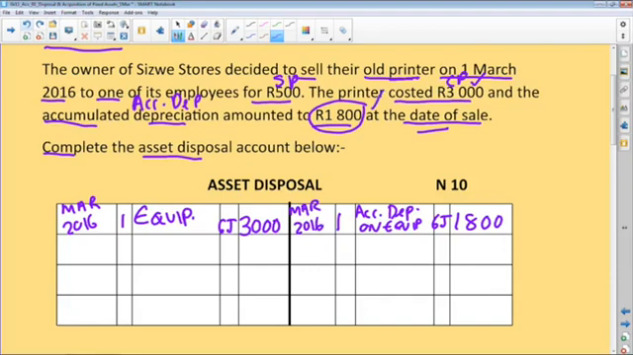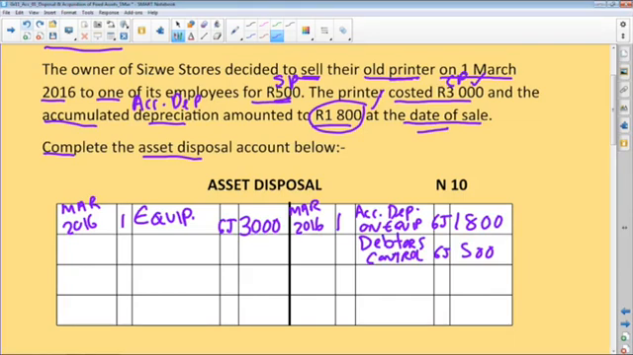I've completed step 2. Step 3, I need to record the selling price. The asset was sold to one of the employees, but they simply said that it was sold. They're not telling you it was sold for cash or that money was received immediately. So immediately, guys, you assume that it was sold on credit if they're only using the word sold. It was sold for an amount of 500 Rand. Again, a general journal entry would have been passed, and because you haven't received payment as yet, the other account affected will be debtors control. This person is still owing the business 500 Rand.